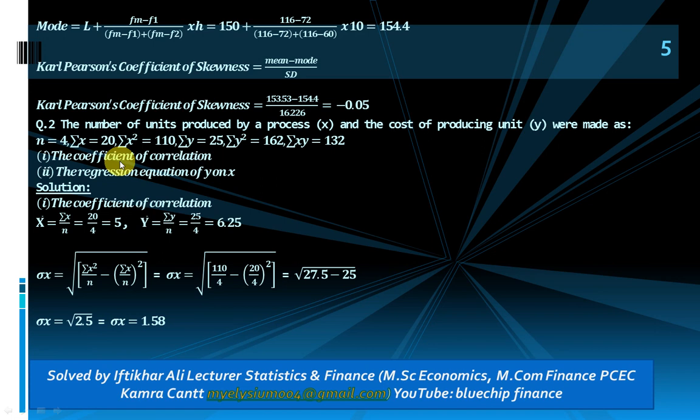So in the case of coefficient of correlation, first of all we need the mean of x, that will be 5, and the mean of y, that will be 6.25.